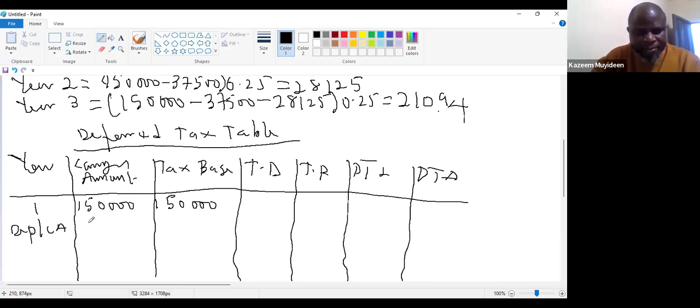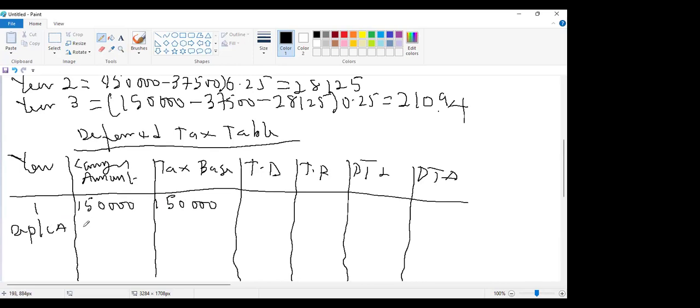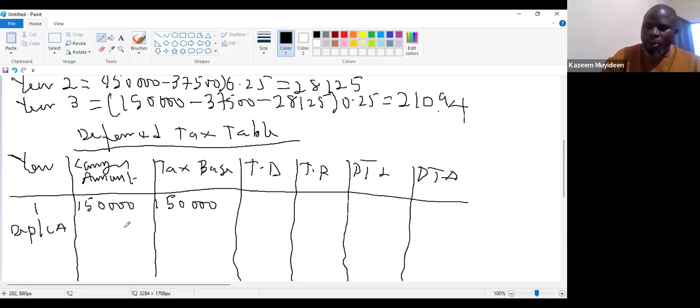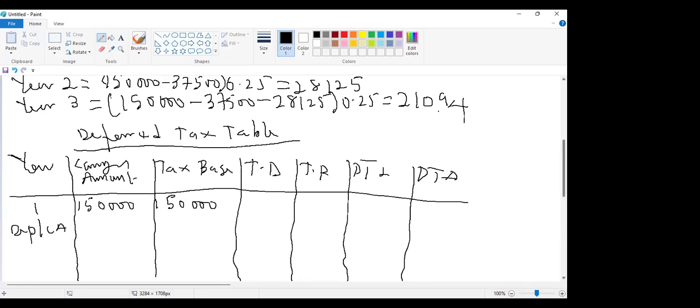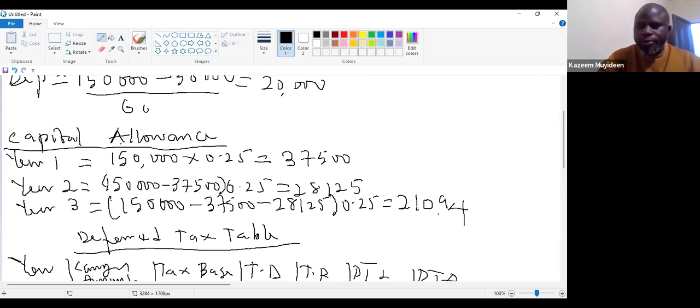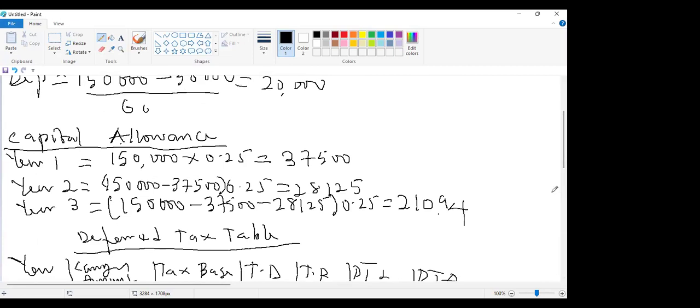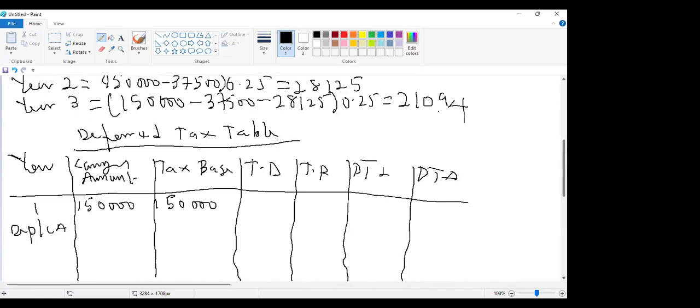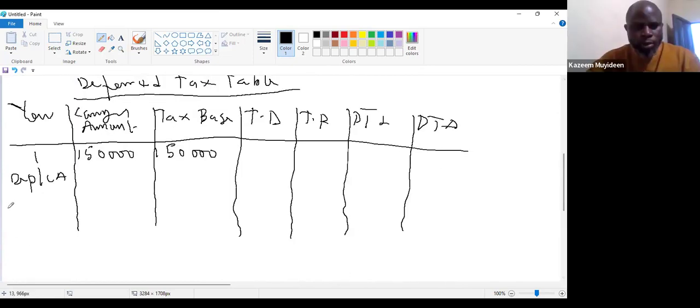Depreciation of how much is charged? How much depreciation is charged on a yearly basis? 20,000 on yearly basis. Have you seen it? Okay, 20,000. Then capital allowance of 37,500 was charged during the year.